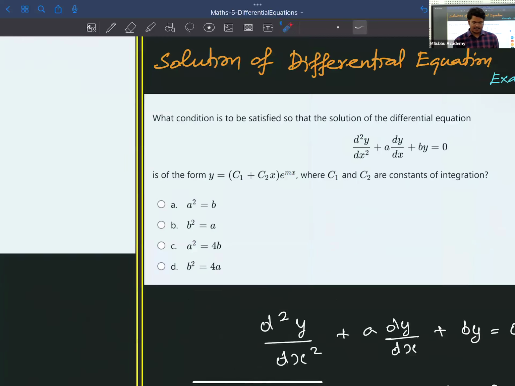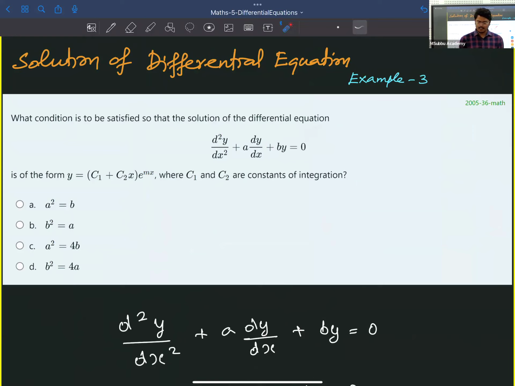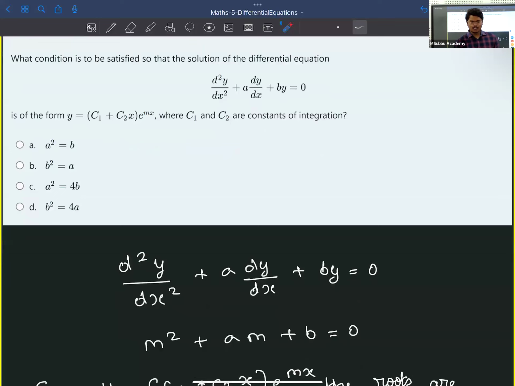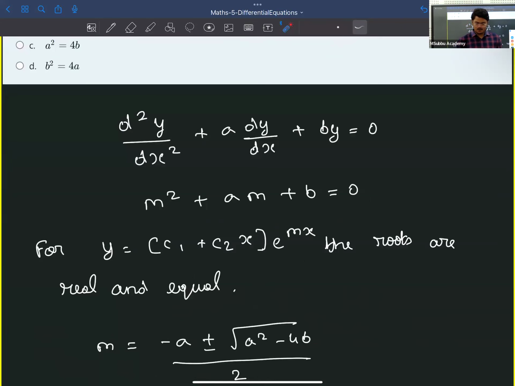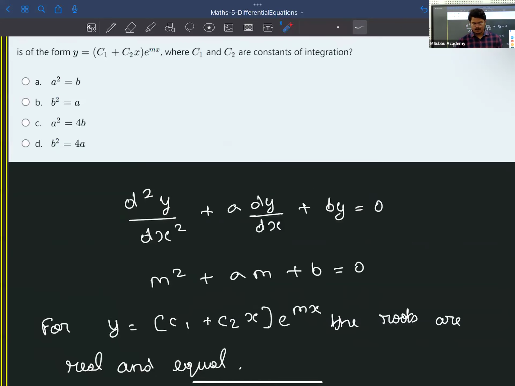The differential equation is given as d square y by dx square plus a into dy by dx plus b y is equal to 0. For that, they have given the complementary function itself as (c1 plus c2 x) into e power mx, where c1 and c2 are constants of integration. By seeing this, what we can tell is this complementary function comes when the roots are real and equal. So we write the equation m square plus a m plus b.